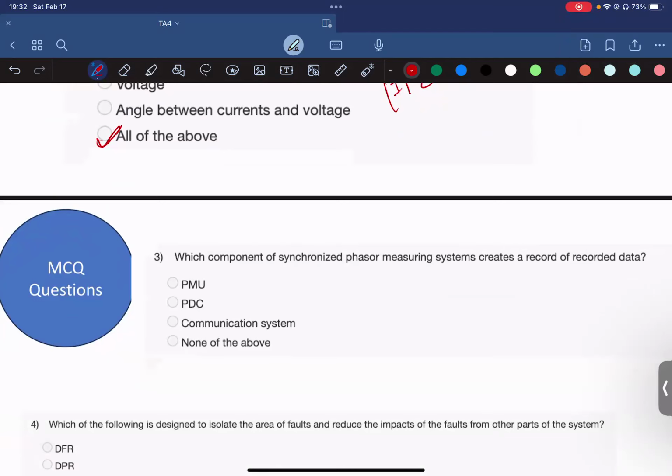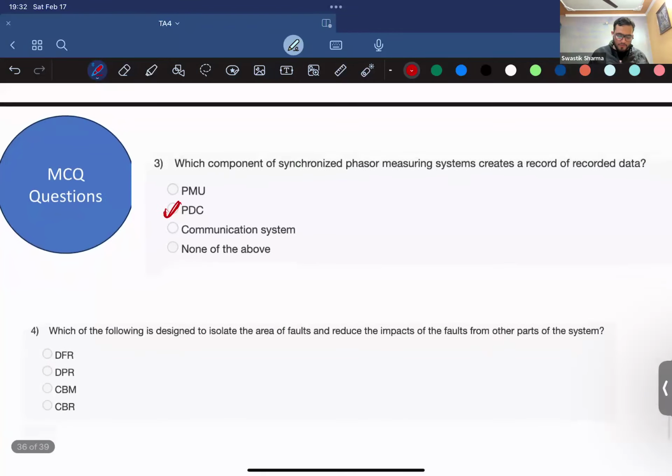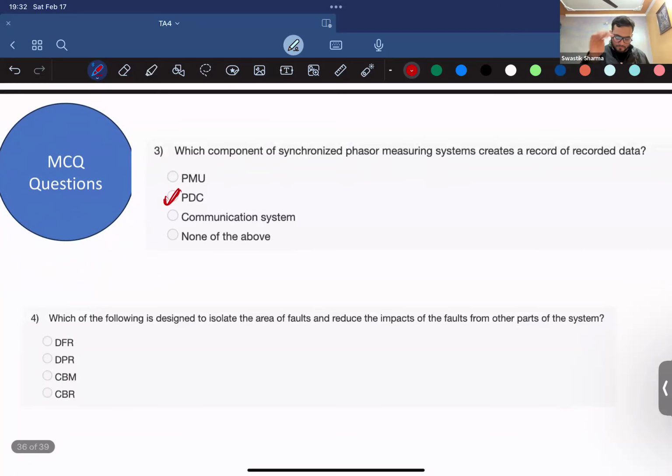PDC. Yes, it's PDC. The phasor data concentrator is responsible for gathering data, recording it, and then removing bad data as well. Fourth, which of the following is designed to isolate the area of faults and reduce the impact of faults from other parts of the system?